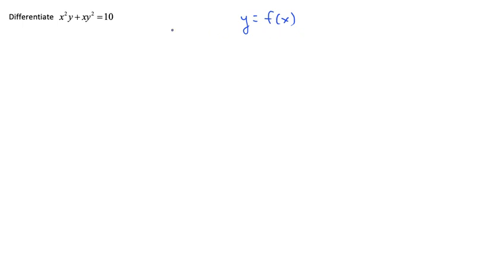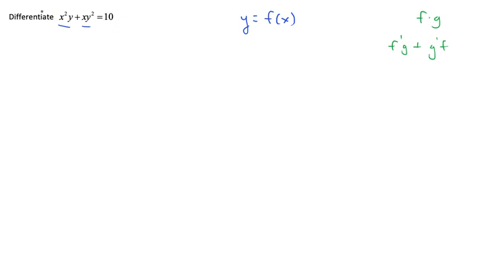So let's take a look. In this case, we're going to have to use the product rule as well. Remember what the product rule says: if we have something like f times g, the product rule says we have f prime g plus g prime f. The key once again is whenever you take the derivative with respect to y, we need to multiply that by dy/dx. We'll use the product rule on this term and then on this term. Of course, the derivative of a constant, the derivative of 10, is just 0.